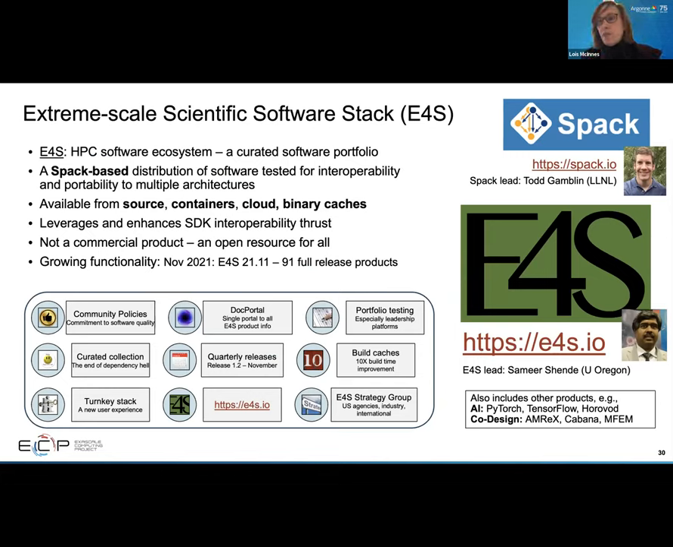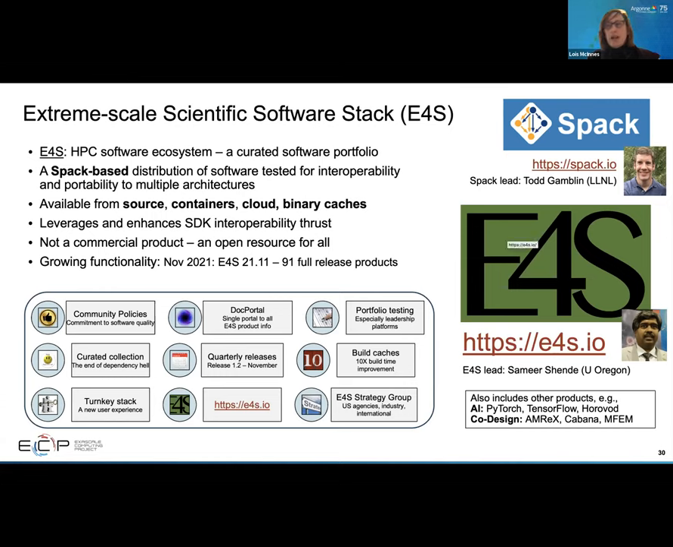The Extreme-scale Scientific Software Stack, or E4S, is a curated approach to creating a high-performance software ecosystem. The key elements of this work are bringing together our community, using community policies to help guide what is common and what teams agree to do in order to be compliant with E4S community policies. Sameer Shende from the University of Oregon is leading E4S. And very importantly, we are building on top of Spack, which is software that helps with interoperability and portability of installation to multiple architectures. Spack is led by Todd Gamblin, and we have many contributors throughout the community who are helping to advance that functionality.